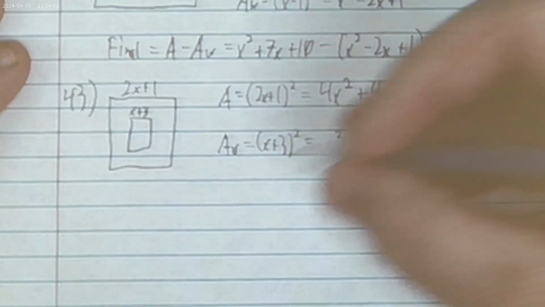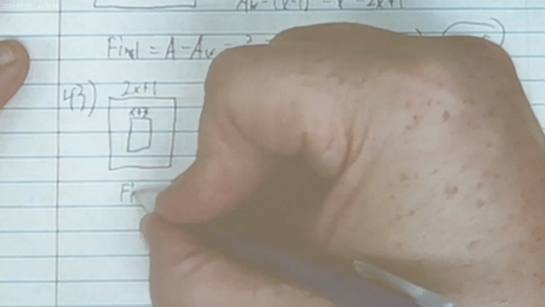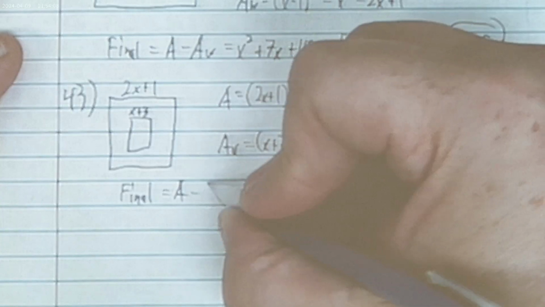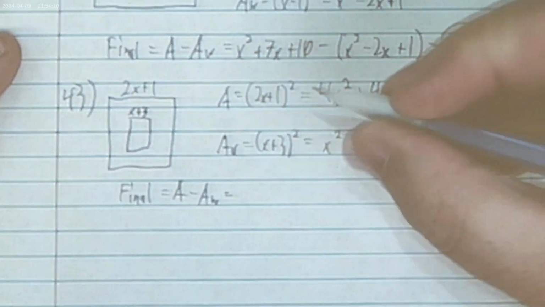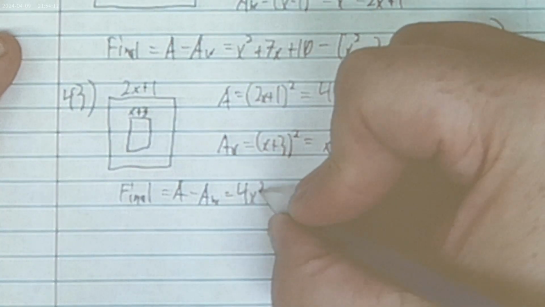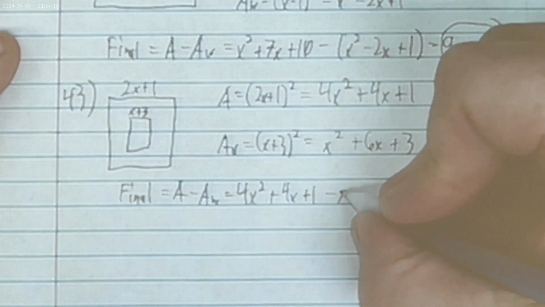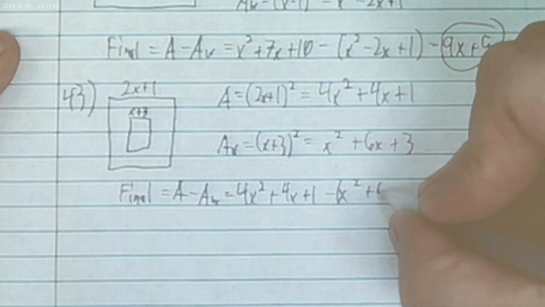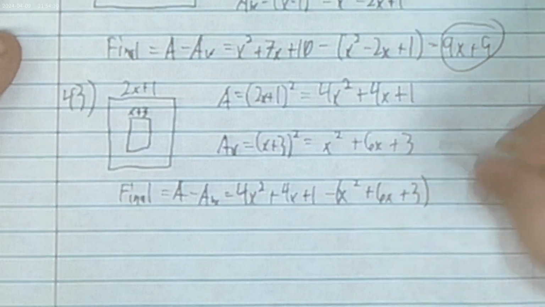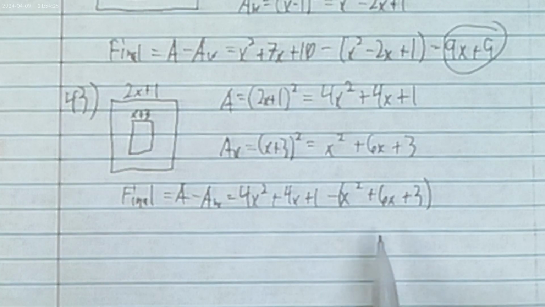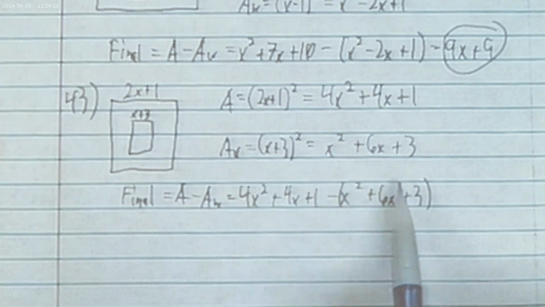Yeah, we're doing great. So the final is going to equal the area minus the area of the white space, which is 4x squared plus 4x plus 1 minus x squared plus 6x plus 3. Make sure that when you're subtracting the area of the white space, you put it all in parentheses, because you're subtracting the whole quantity.